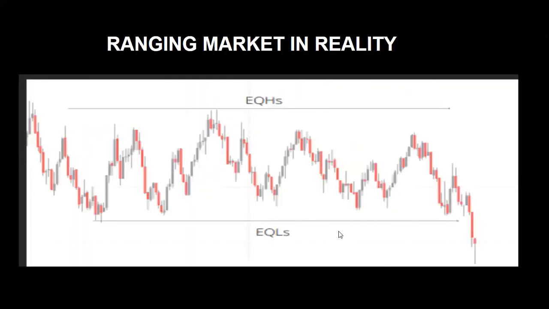All right. So we have the ranging market in reality. I think I've shown you the ranging market, how it usually looks like, but this is how it looks in the market. So when market is creating the ranging, consolidating, creating equal highs and equal lows, these are the swing points that we have in ranging market. We have the equal highs and equal lows in ranging market. Do you understand? So that is basically what you need to know.